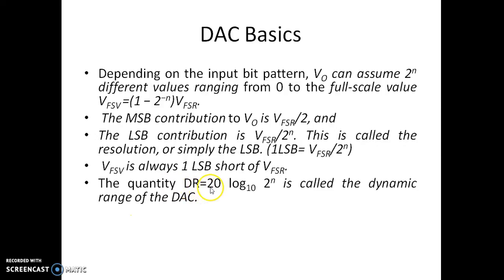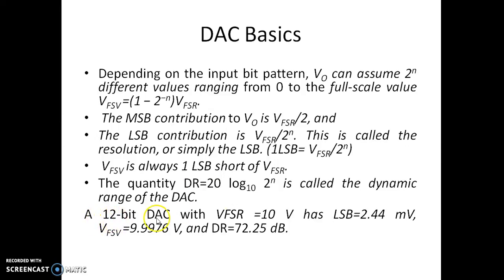The quantity DR, which is given by 20 log of 2 power n, is called the dynamic range of the DAC. So there is a quantity by name DR which talks about the dynamic range. It is given by 20 times log to the base 10 of 2 power n, in terms of dBs. If the number of bits is more and more, then the dynamic range of the DAC is more and more.